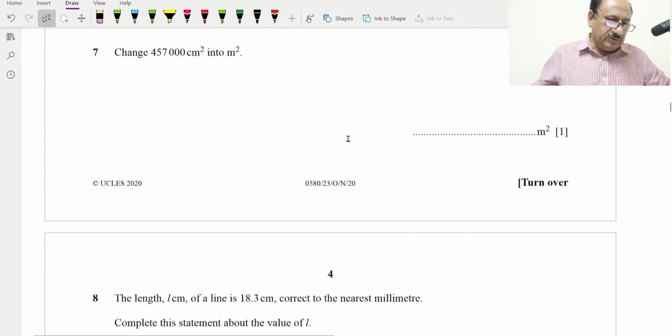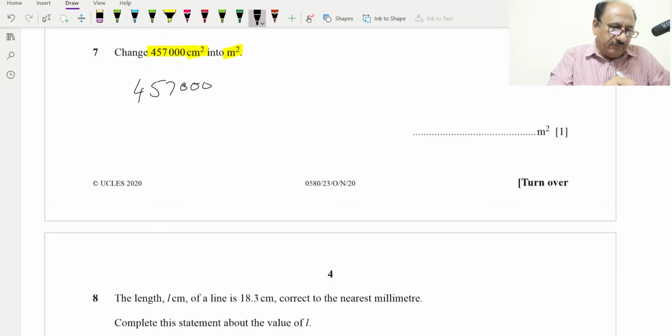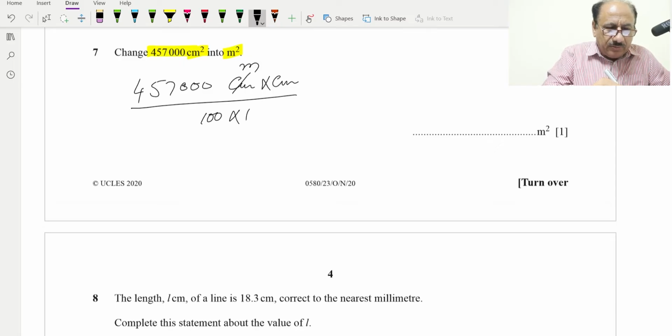Now change this value, question number 7, centimeter square into meter square. And for this conversion, the simplest way is like we can write this as centimeter square, which means centimeter into centimeter. Now for each centimeter we can divide it by 100 to convert it into meters. Now this is meters, and multiply by 100. This is also now meters.